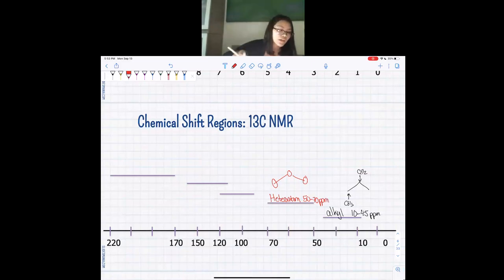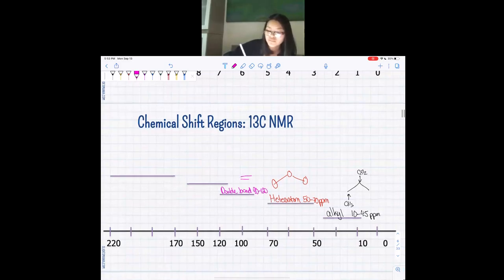After our heteroatom comes our double bond, which I feel is pretty self-explanatory. This is from 90 to 120, and that's just the carbons at the end of a double bond, like these here. And then next comes our aromatic.